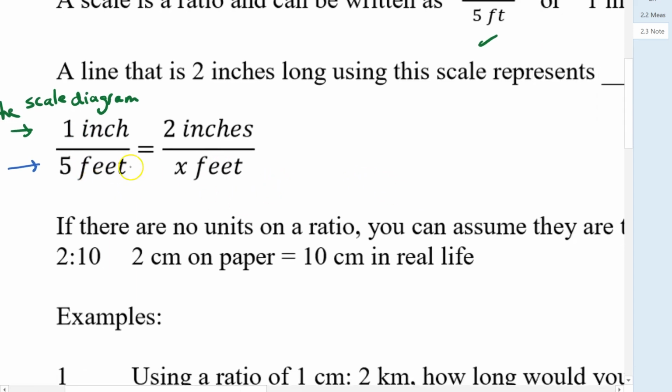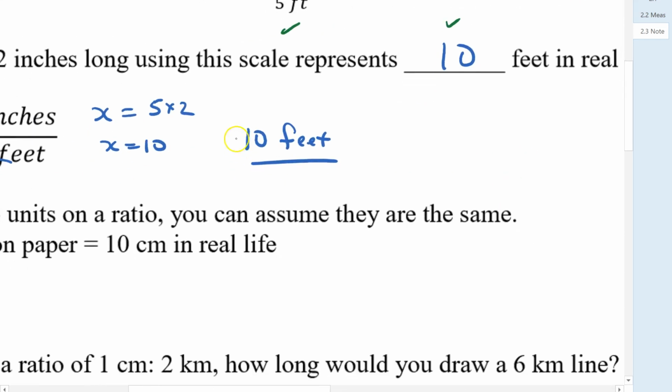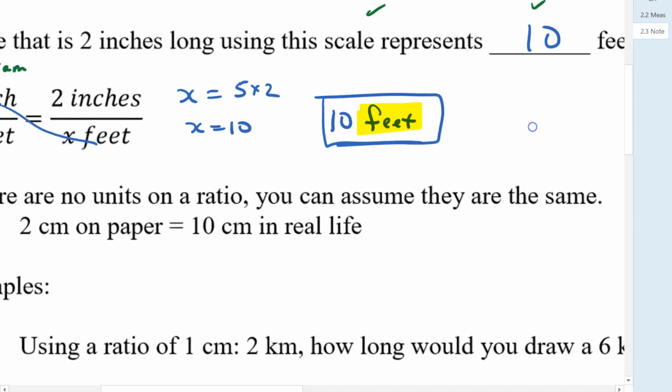So if 1 inch on the scale diagram represents 5 feet in real life, what do 2 inches on the scale represent? So I set this up and we can do our old cross multiplying. We can say 1 times x, which is x, is going to be equal to 5 times 2. So x is going to be equal to 10. So our answer is going to be 10 feet. One thing when you answer these questions, please remember the units, right? The feet. That is part of the answer.